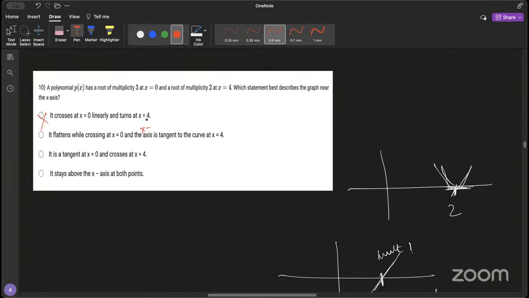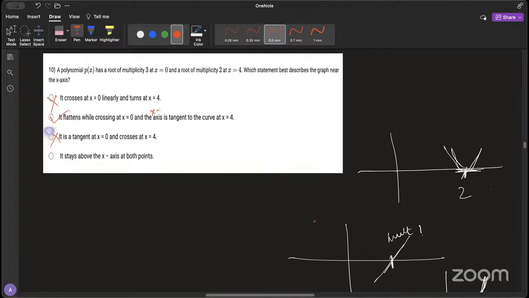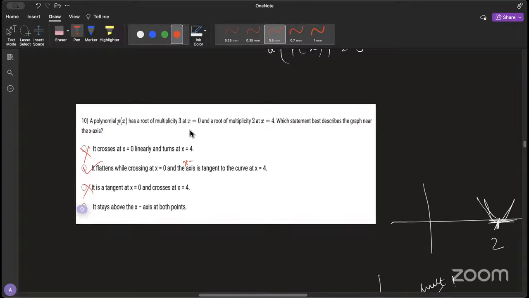Can you take question number 11 also? Let's get done with this one first. It is tangent at x equals 0 and crosses at x equals 4. It doesn't cross at x equals 4, so this has to be incorrect. It stays above the x-axis at both points. If these are the 2 points being talked about, x equals 4 and x equals 0, then it is on the x-axis. It doesn't stay above the x-axis. Is this fine?